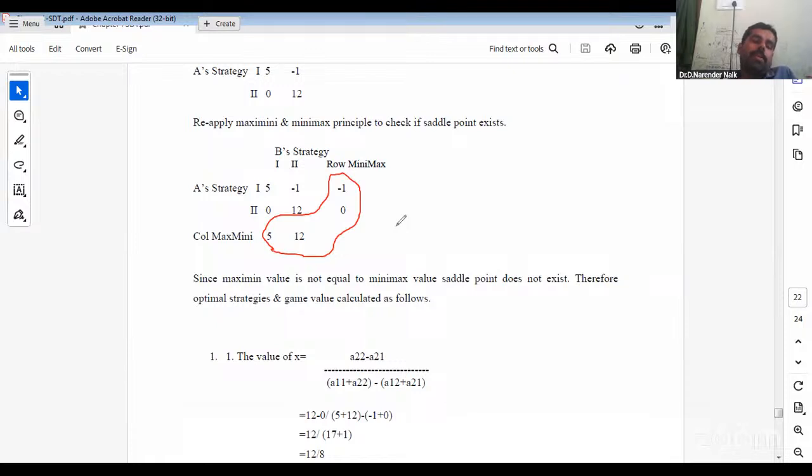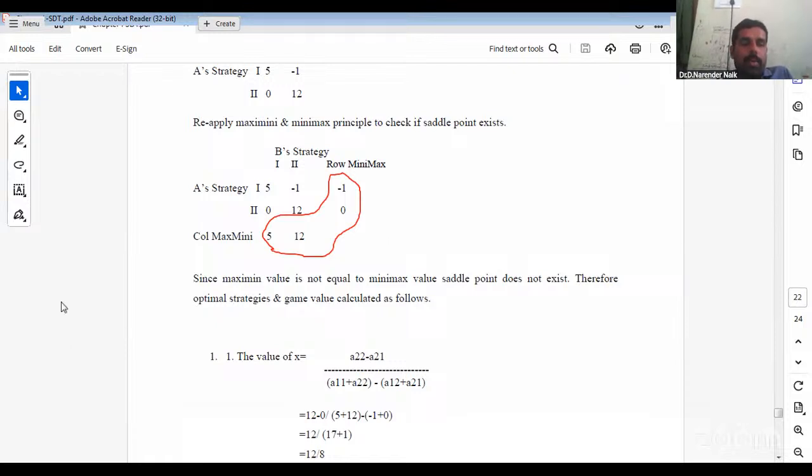Minus 1 is repeated, no, it is not repeated. 0 is not repeated. 5 is not repeated. 12 is also not repeated. Since the maximin value is not equal to the minimax value, the saddle point does not exist. Therefore, optimal strategies and game value are calculated as follows.